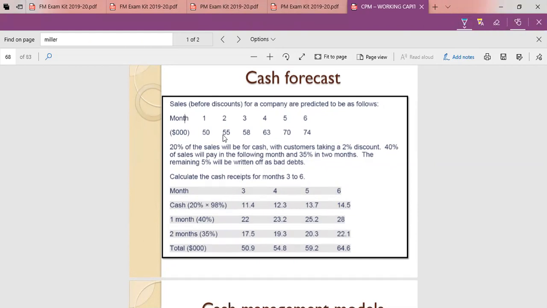Let's see. It says that 20% of any month's sales are on a cash basis. 20% of the sales will be for cash, with customers taking a 2% discount. Then 40% of the sales will be paid in the following month. Then 35% will be paid 2 months later. The remaining 5% will be written off as bad debts.